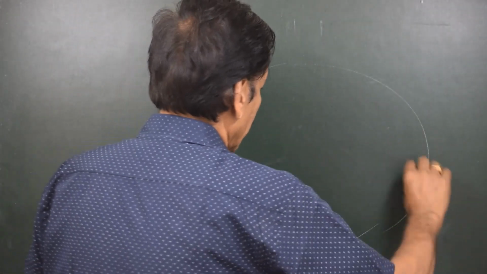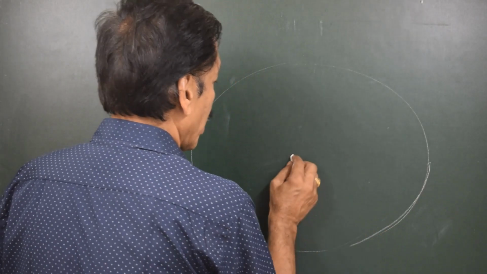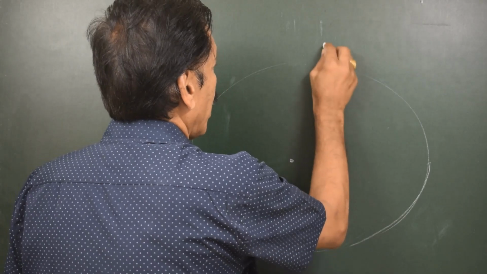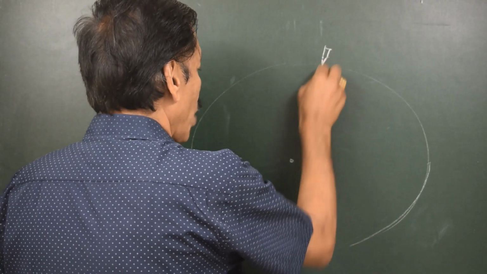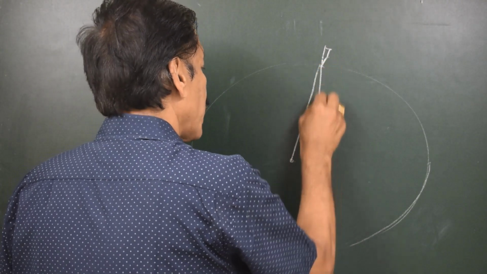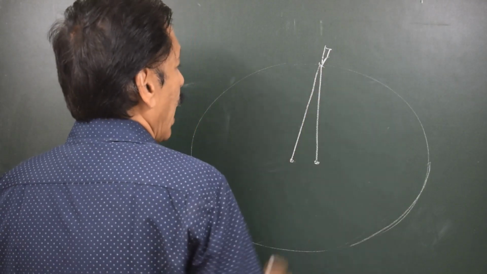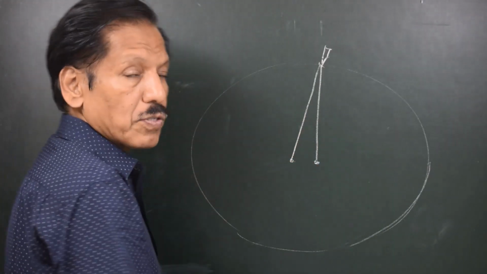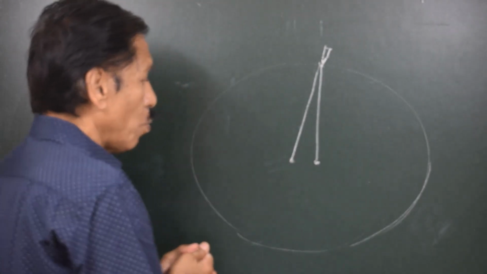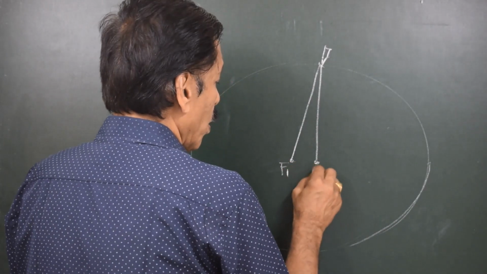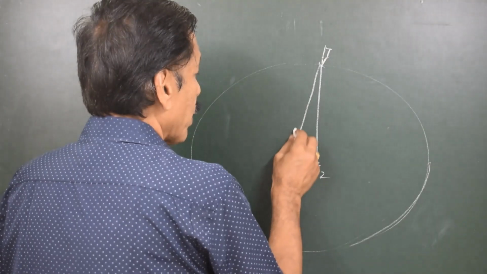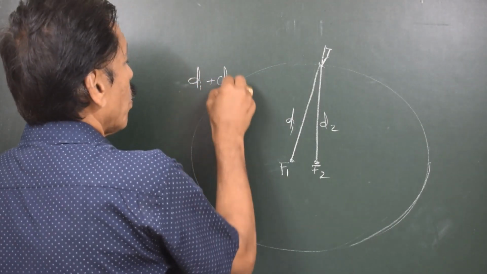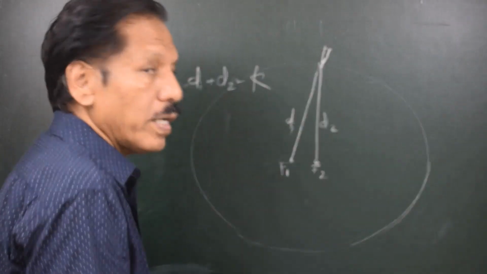An ellipse is a trace that is described by a pencil. Around the pencil, I'm going to tie up a thin string, and I take the pencil round in such a way that both the parts of the string are taut at all times, which means that if there are two foci, focus 1 and focus 2, the sum of distances d1 plus d2 is always constant.